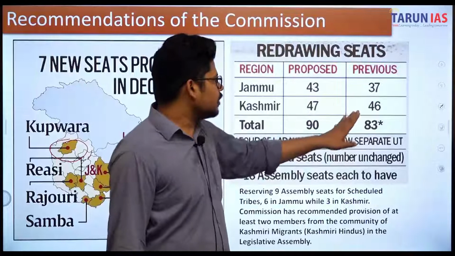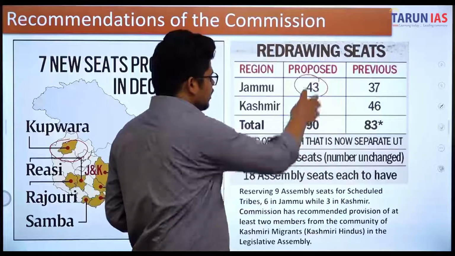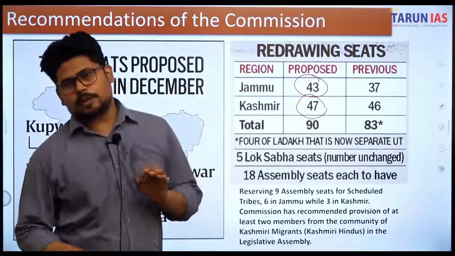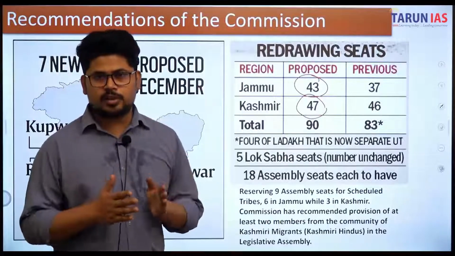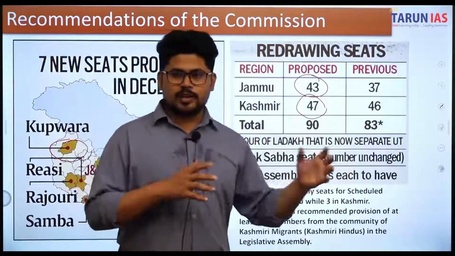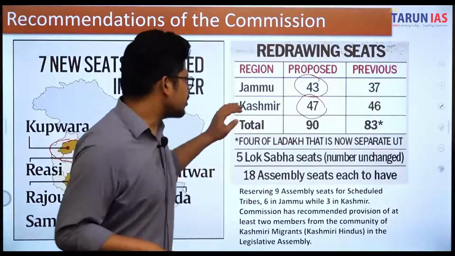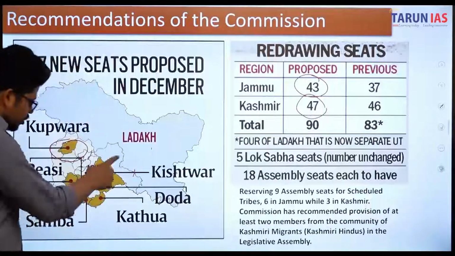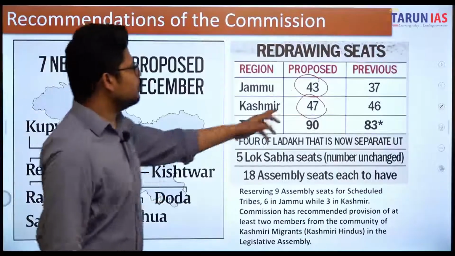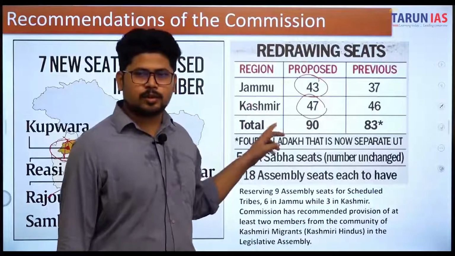What the delimitation commission has proposed is that Jammu region will now have 43 seats, whereas Kashmir region will have 47 seats. More importantly, the regional classification of Jammu and Kashmir, these 2 regions, has been ended. But still, if we classify as to how many seats are for Jammu region and how many for Kashmir region, we can see that Jammu has 43 seats now, and Kashmir has 47 seats, total 90 seats.